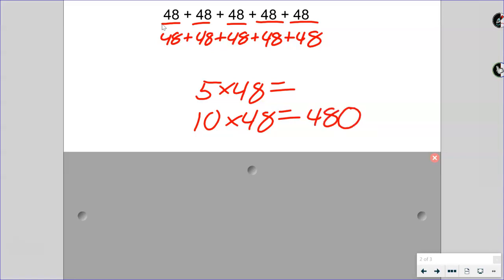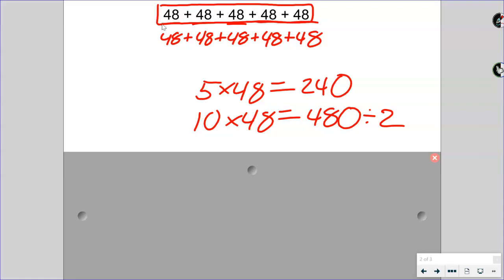And so now it's very clear, like the 5 48s that we started with are going to be half of that amount. If 10 of them makes 480, then 5 of them is going to be half of that. And we call this the half 10 strategy. So if I take this 480 and split it in half or divide it by 2, that means that 5 groups of 48 are going to equal 240.